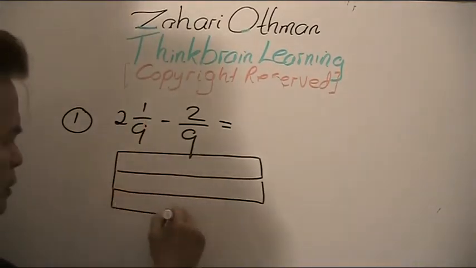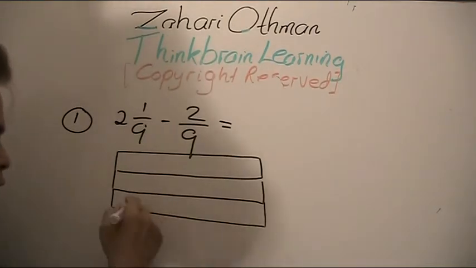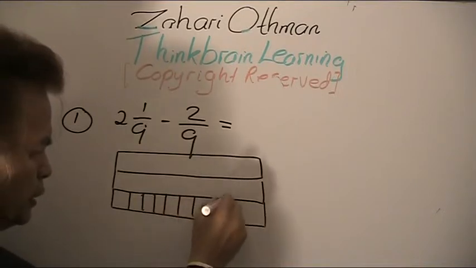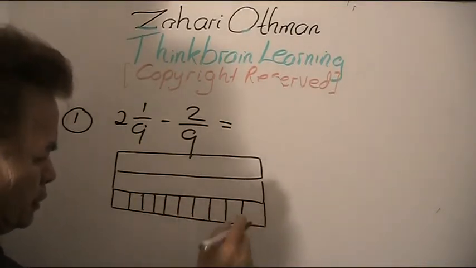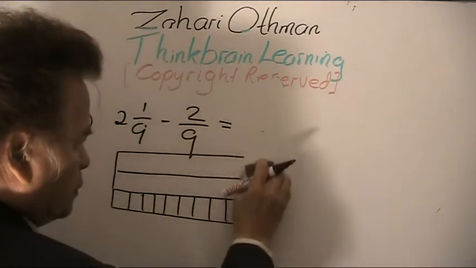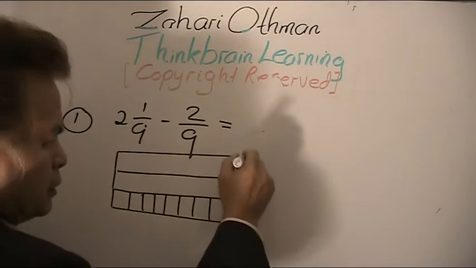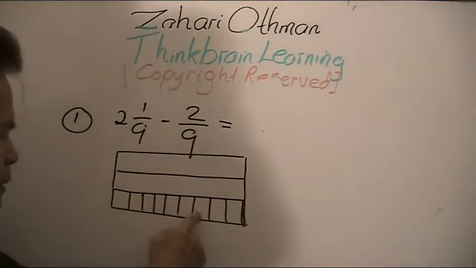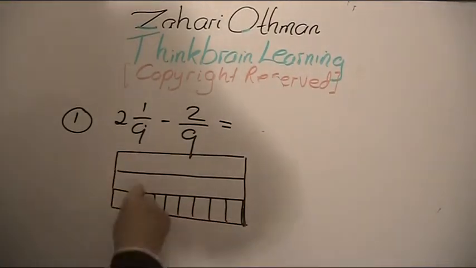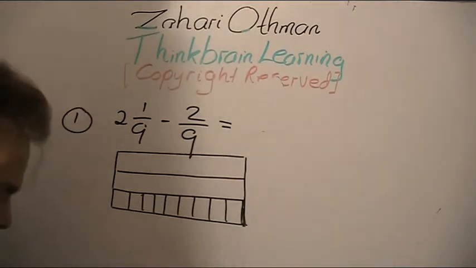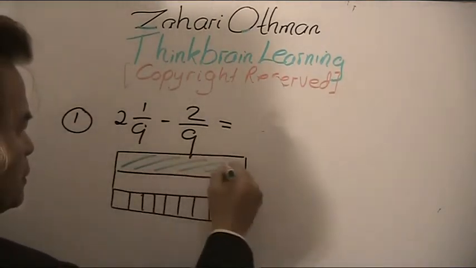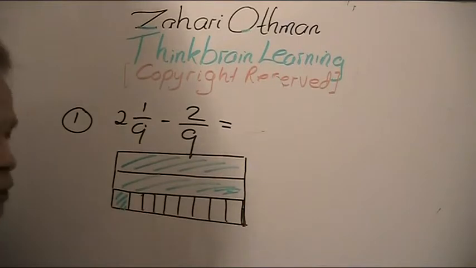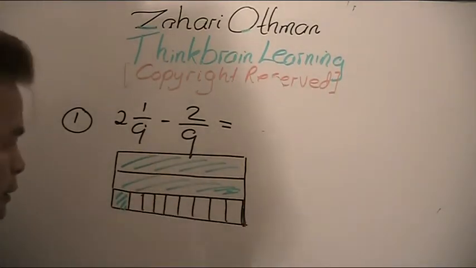And 1/9. For convenience, I divide into 9 parts: 1, 2, 3, 4, 5, 6, 7, 8, 9. So 2 1/9. These two are two whole objects here, and this is 1/9. Now what do you do? Minus 2/9.